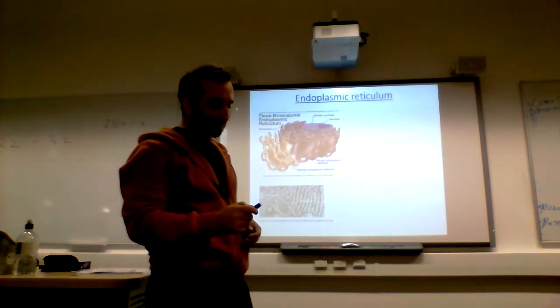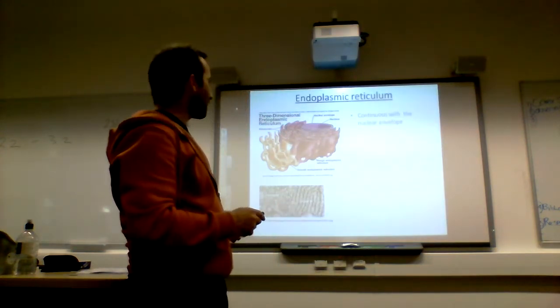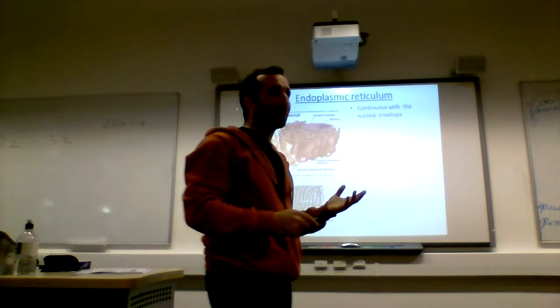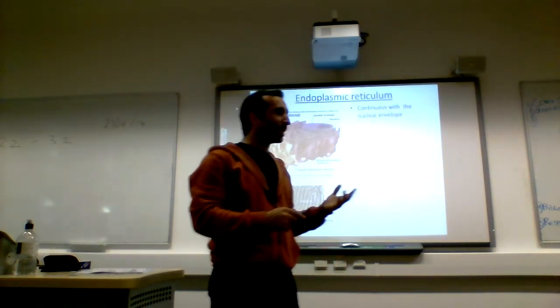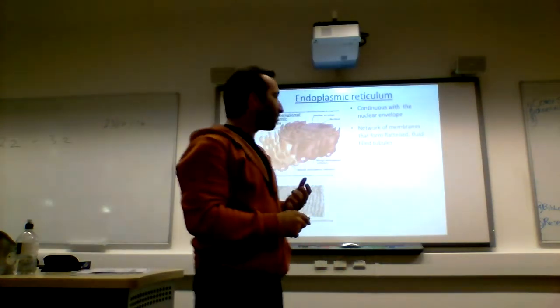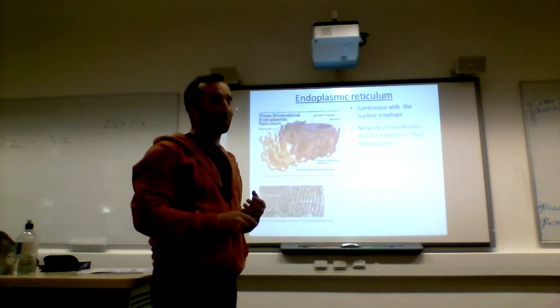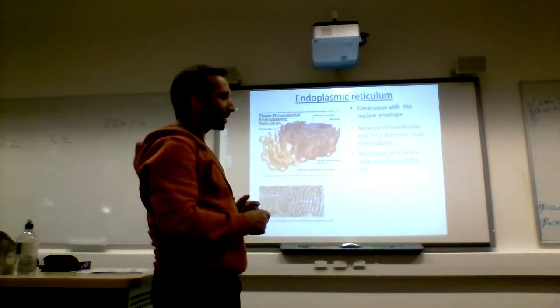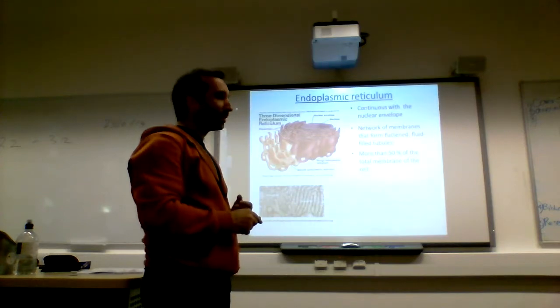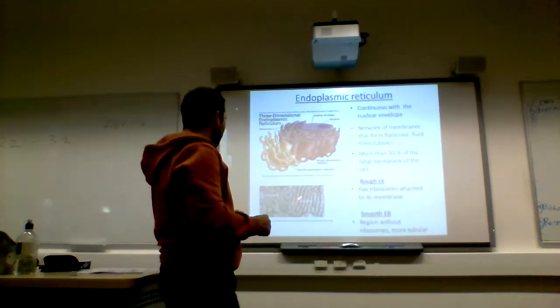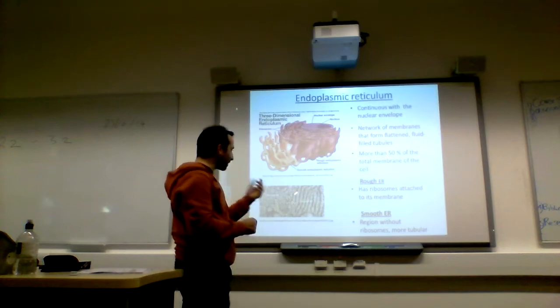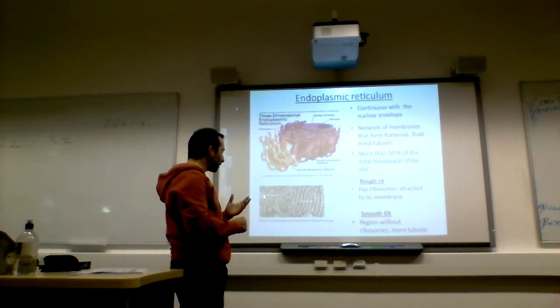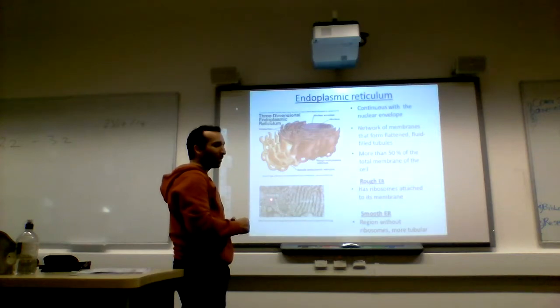And the endoplasmic reticulum is continuous with the nuclear envelope to facilitate protein synthesis. It's a network of membranes that form fluid-filled tubules. It's more than 50% of the membrane of the cell. The rough ER has studded ribosomes, so it gives that appearance of roughness, whereas the smooth ER is more tubular and hasn't got any ribosomes studded.